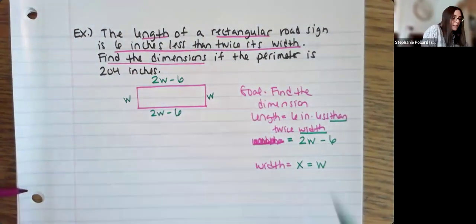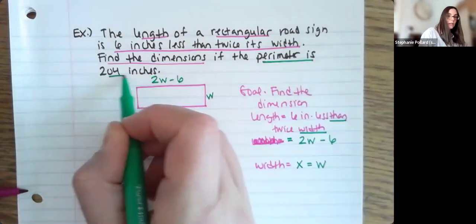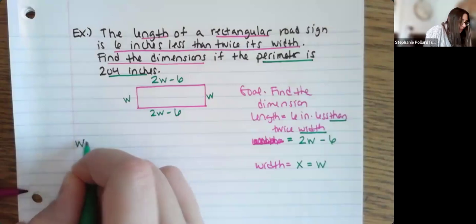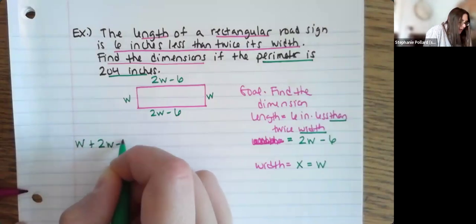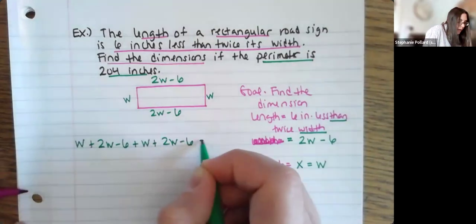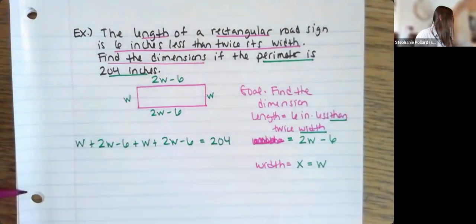But we still have the same idea of that perimeter being 204 inches. So we're going to add up all 4 sides. So I have a W, 2W minus 6. I have another W, and I have another 2W minus 6. And all together, that would give me 204.